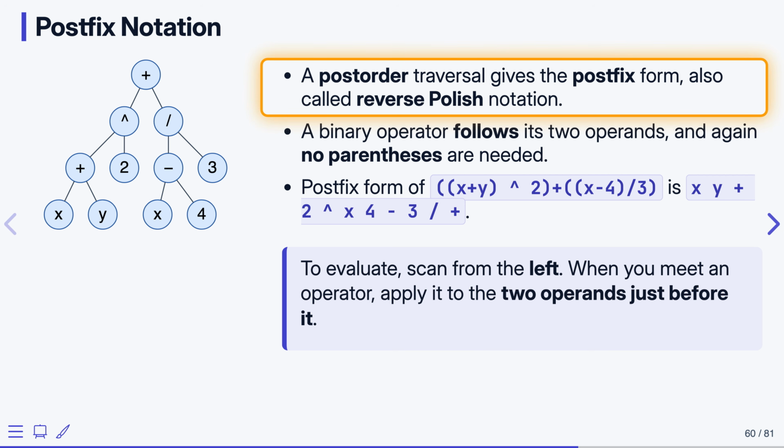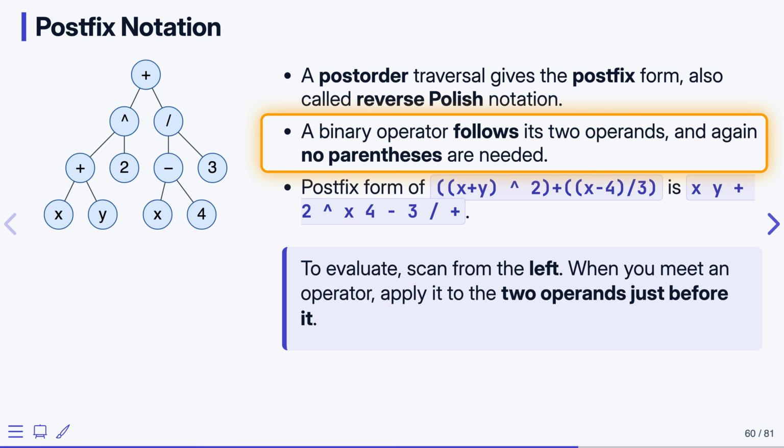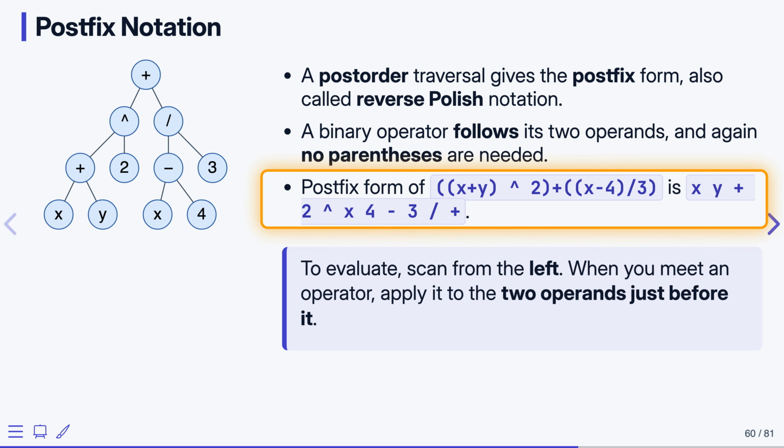Last comes postfix notation. Read the expression tree in Postorder, and you get the postfix form. It is also called reverse Polish notation. Here the operator follows its two operands, and again, no parentheses are needed. For our example, the postfix form is x y plus 2 caret x 4 minus 3 slash plus.